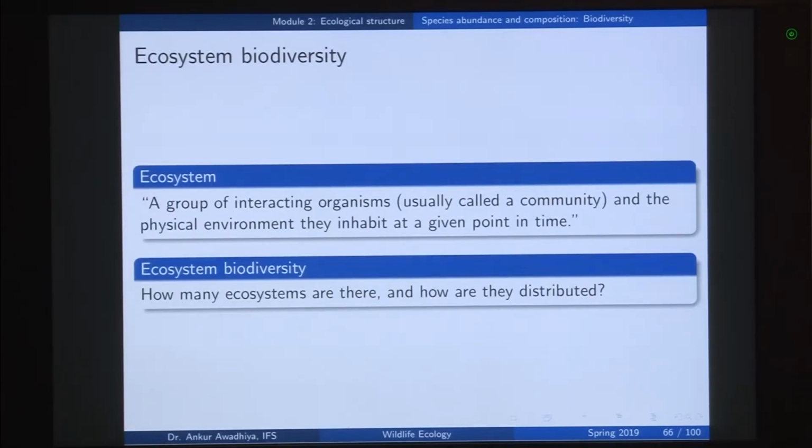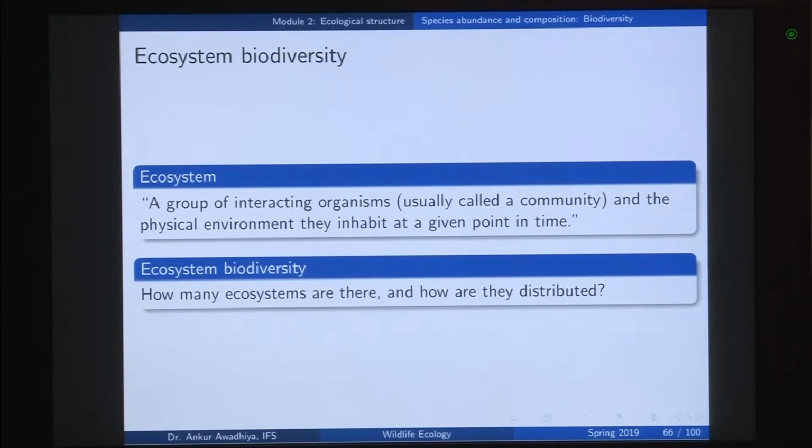Next is ecosystem biodiversity. Now ecosystem, as we saw before, is a group of interacting organisms, or population or community, and the physical environment they inhabit at a given point in time. So we have a group of different populations that forms a community, and to this community you add the abiotic elements or the physical environment and you get the ecosystem. Now ecosystem biodiversity asks the question, how many ecosystems are there and how are they distributed?